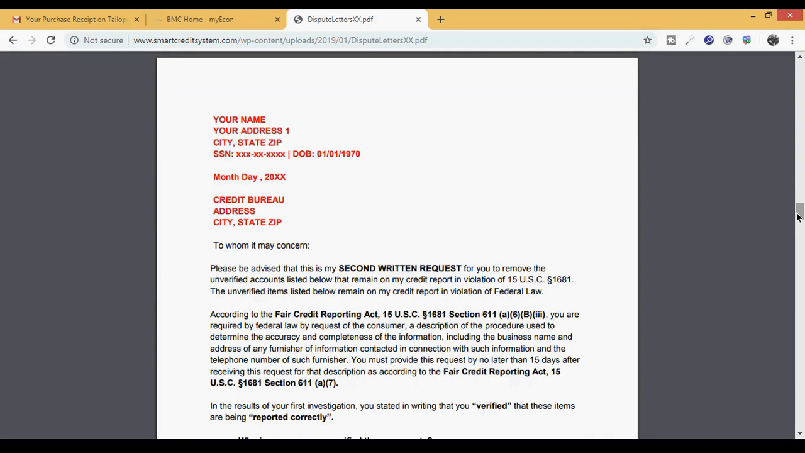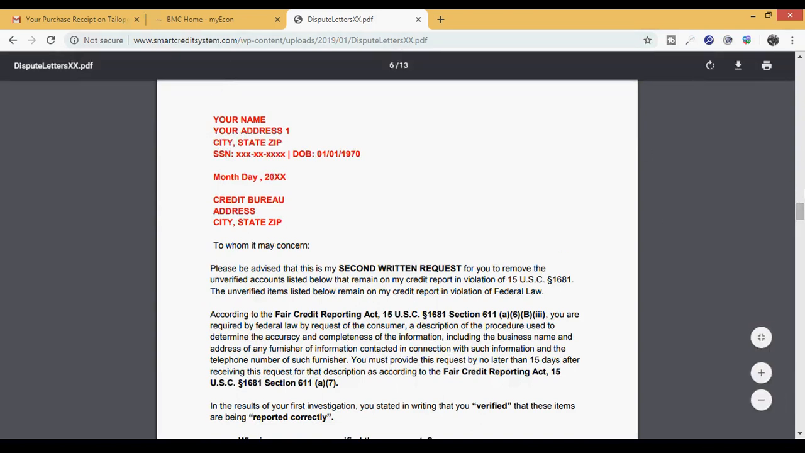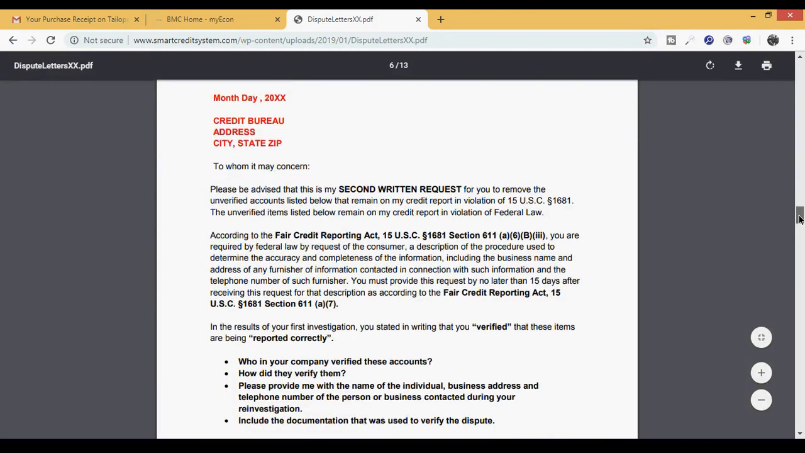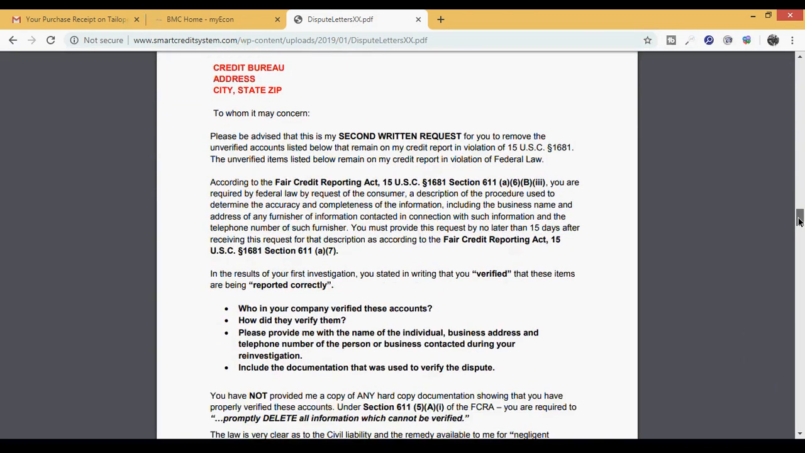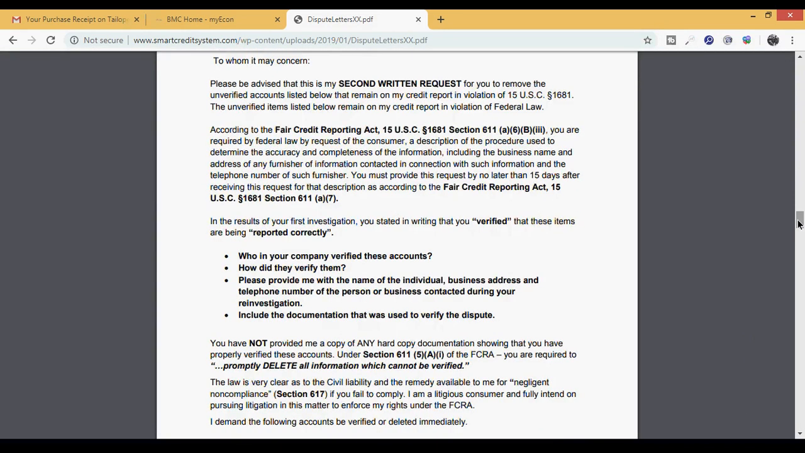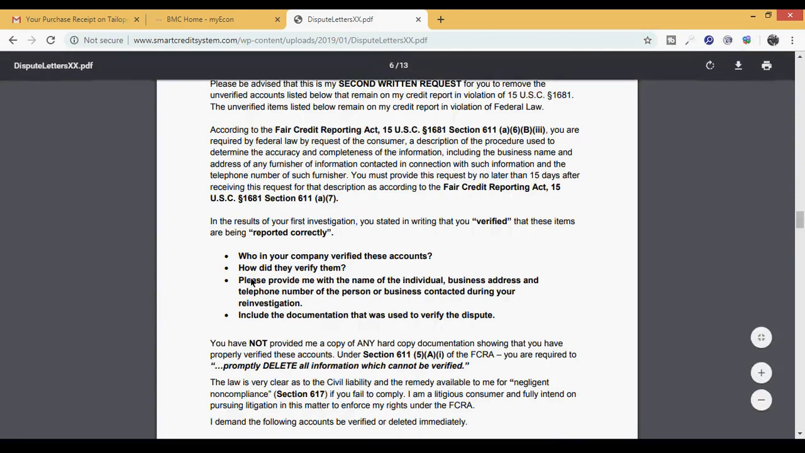So the first one was for them to verify. Now you need to determine the method. So it lets it be known, this is the second written request. Everything that's in red, you swap out. Everything that's in black, you keep the same. So you just basically let them know that based on my request, you need to let me know the method to which you verified. So what is the method? You see these 4 bullet points here. So this is about the how.